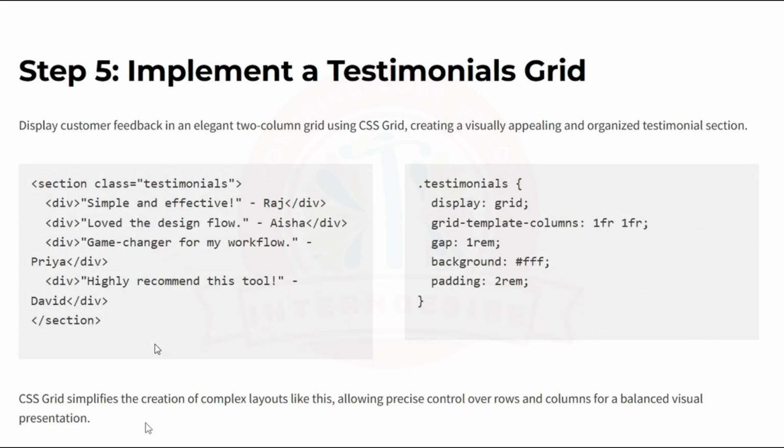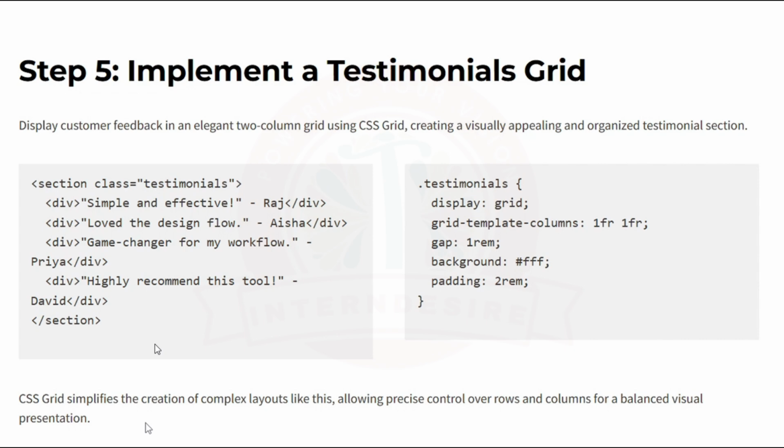Step 5, we will implement a testimonial grid. Display customer feedback in an elegant 2-column grid using CSS Grid, creating a visually appealing and organized testimonial section. Like first testimonial, simple and effective by Raj, and second testimonial, then third, game changer for my workflow, then fourth testimonial, highly recommend this tool. So like that we can add testimonials, which show the client or customer feedback that you get.